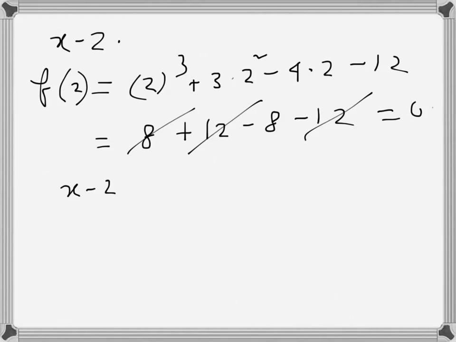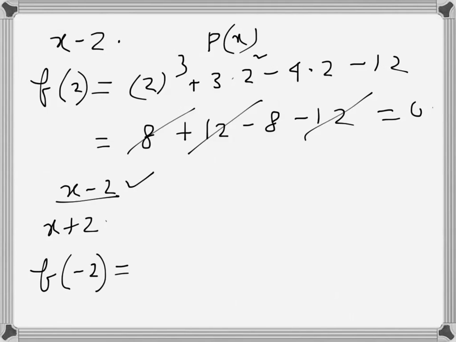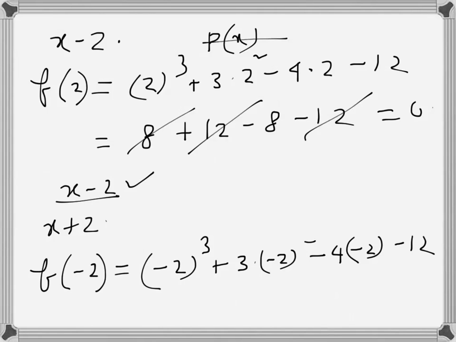Then we can check whether x plus 2 is a factor. So we will check f(minus 2). Sometimes for a polynomial, instead of f(x) it's written p(x). I am just using f. So this one is minus 2 cube plus 3 times minus 2 square and minus 4 times minus 2 and minus 12. So this is minus 8, this is plus 12, this is plus 8, and this is minus 12. So this is also becoming 0. So x plus 2 is also a factor.